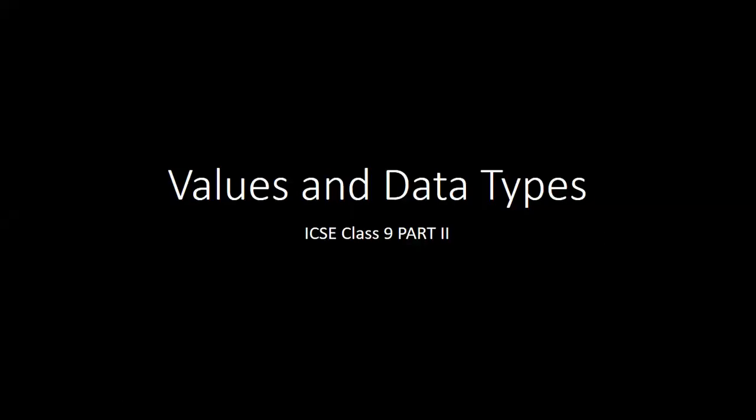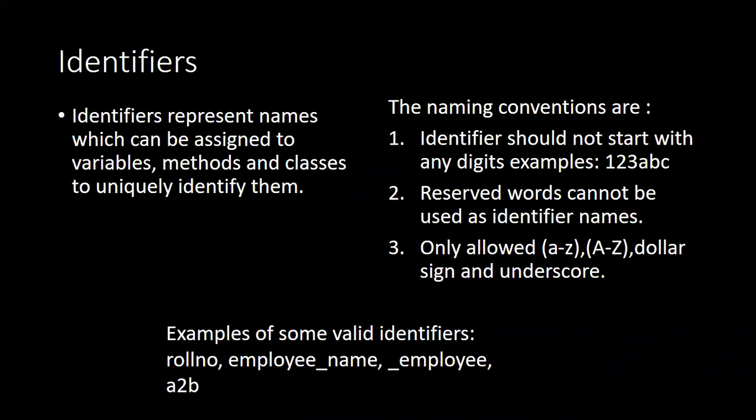Values and data type, part 2. In this lecture we will be seeing what identifiers are. Identifiers represent names which can be assigned to variables, methods, and classes to uniquely identify them. The word identifier itself comes from the name.